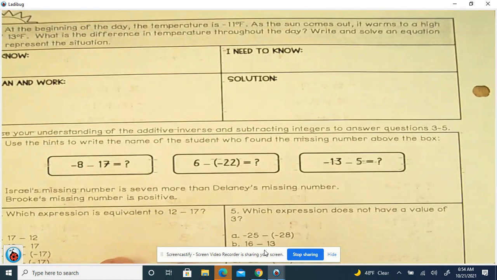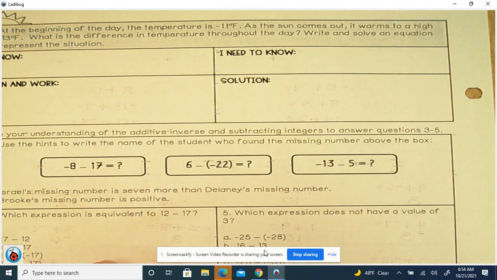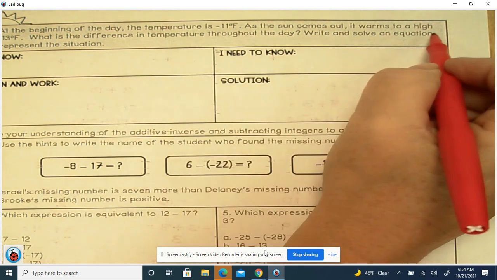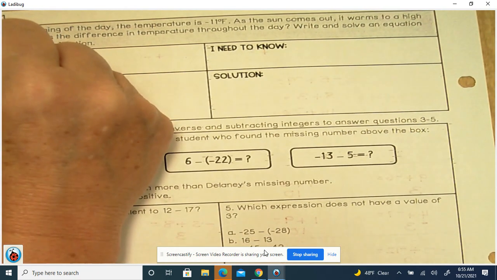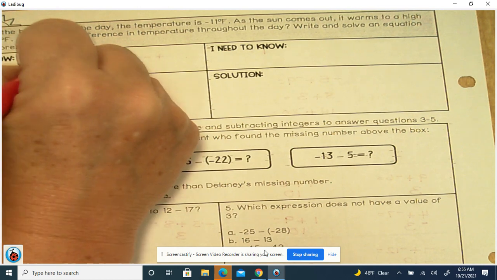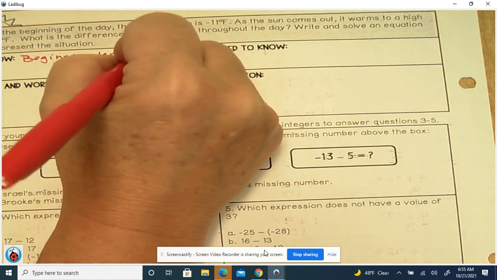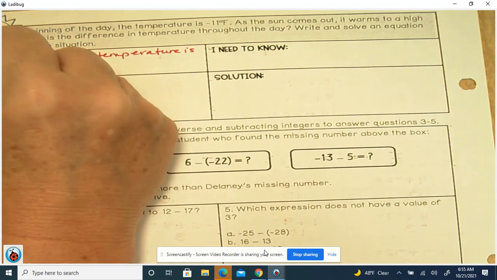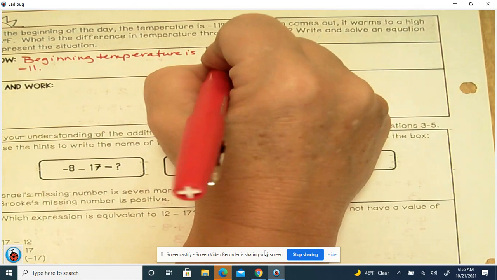All right, the second one. At the beginning of the day, the temperature is negative 11 degrees. As the sun comes out, it warms to a high of 13 degrees. What is the difference in temperature throughout the day? Write and solve an equation. You know that the beginning temperature is negative 11. You need to know how much the temperature changed.